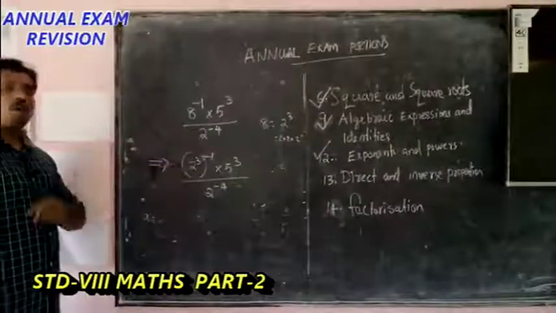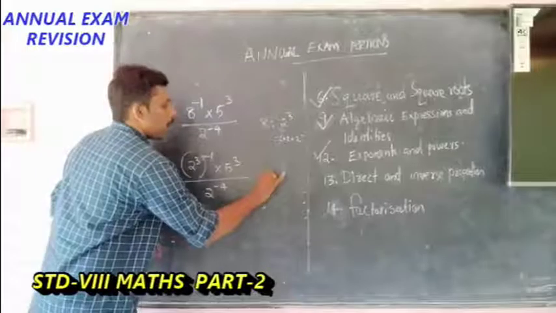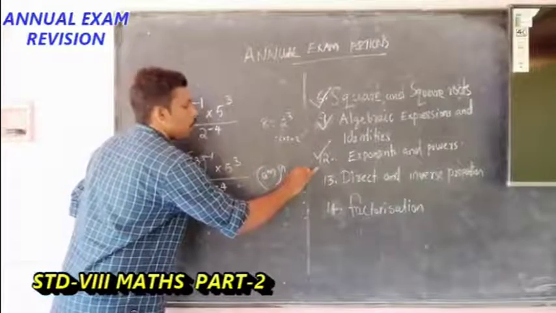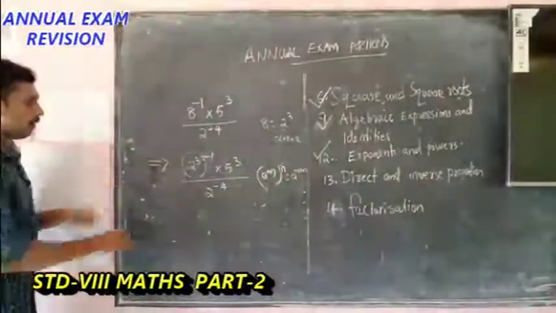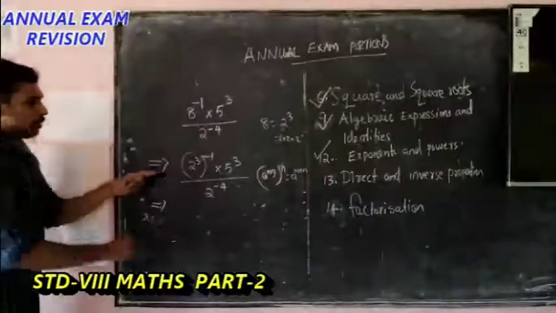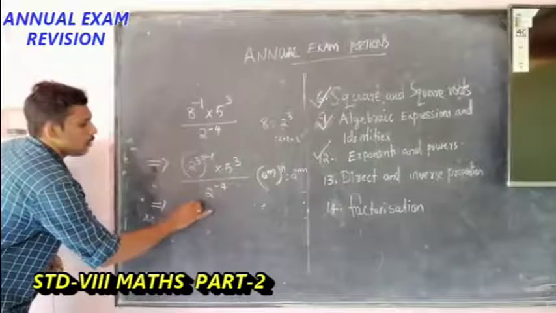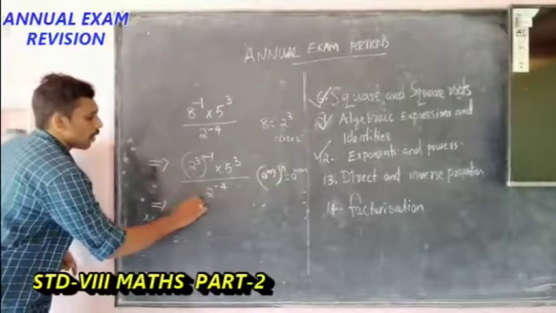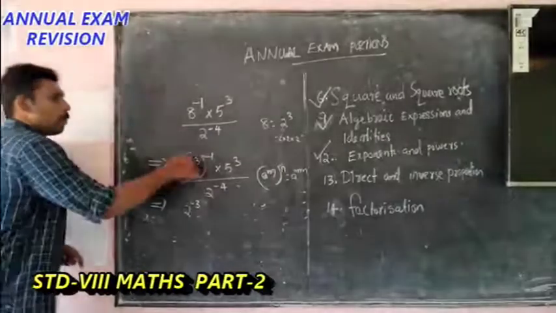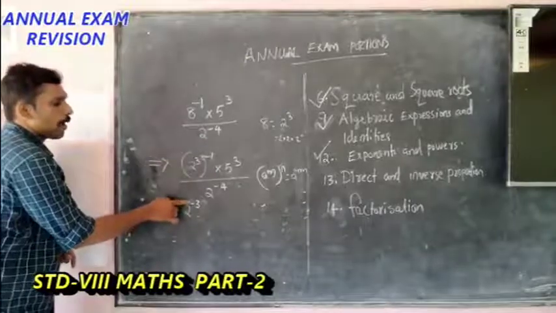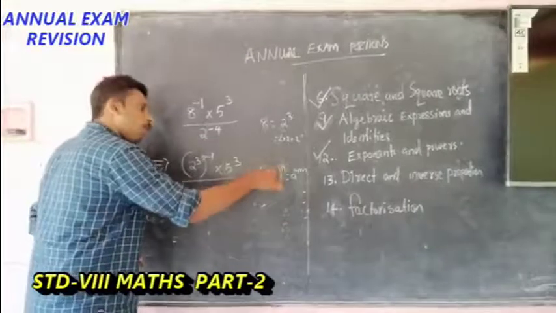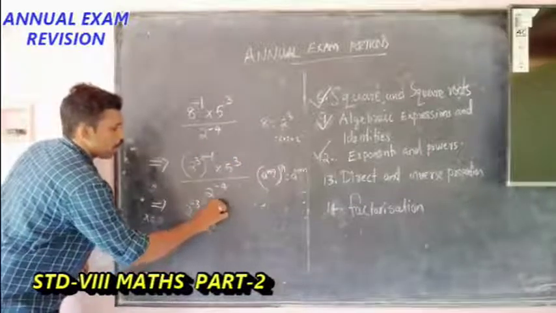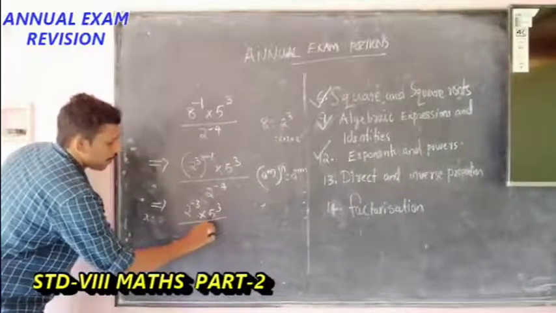One of the laws of exponents is a power m whole power n equals a power m into n. So we can use this identity here: 2 power 3 into minus 1, and 3 into minus 1 is minus 3. So 2 power 3 whole power minus 1 is 2 power minus 3. Now we have 2 power minus 3 into 5 power 3 divided by 2 power minus 4.